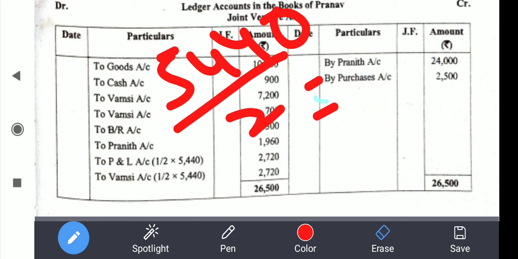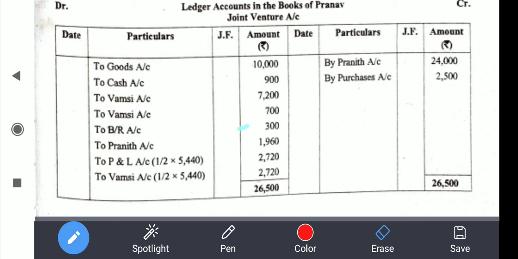So here, in the books of Pranav, we don't write the name of Pranav. Instead of Pranav, we have to write only profit and loss account. Then we have to write Vamshi account. After this, the joint venture account will be closed. Joint venture account is tallied. Okay. Then go to one more account, that is Vamshi account. Another is Pranav account. Vamshi is there, Pranav is there.